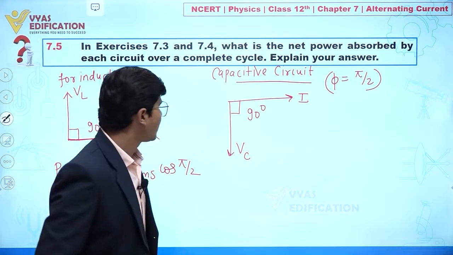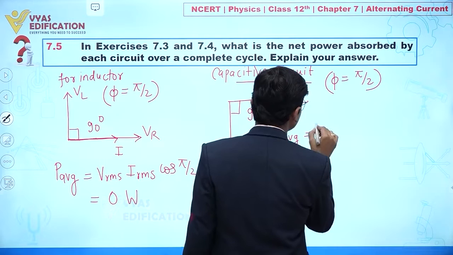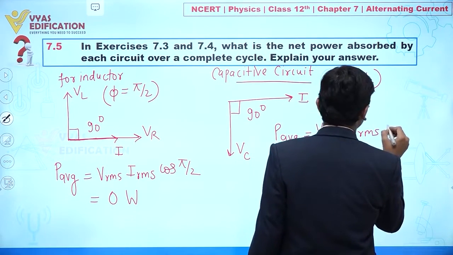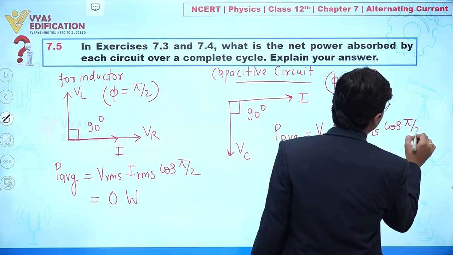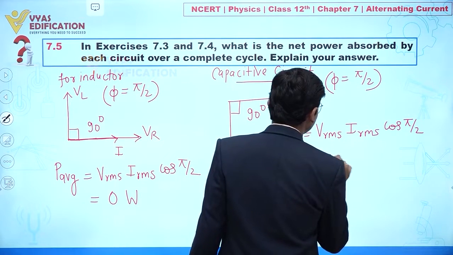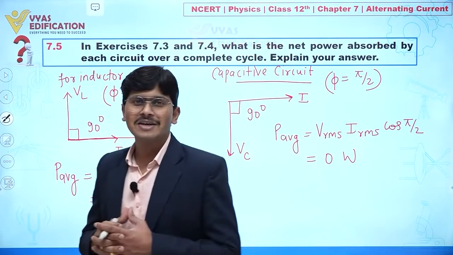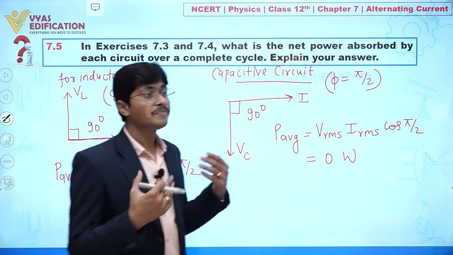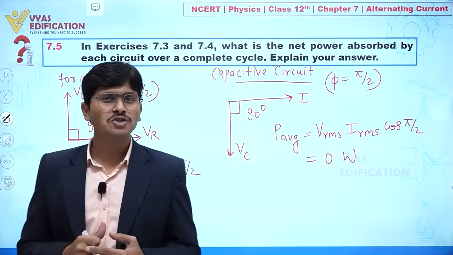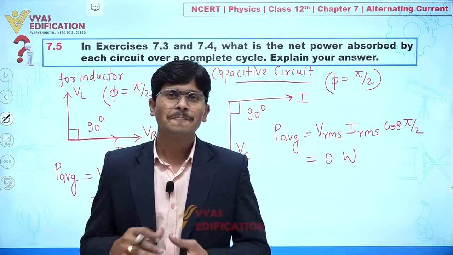So now we can find the average power. P average is given by Vrms, IRMS, and cos of pi by 2. Cos pi by 2 equal to what? This is 0. So again we are getting 0. So either we have a purely capacitive circuit or a purely inductive circuit, at that time you will find average power equal to 0, because the phase difference is 90 degree. So this is all about this question.